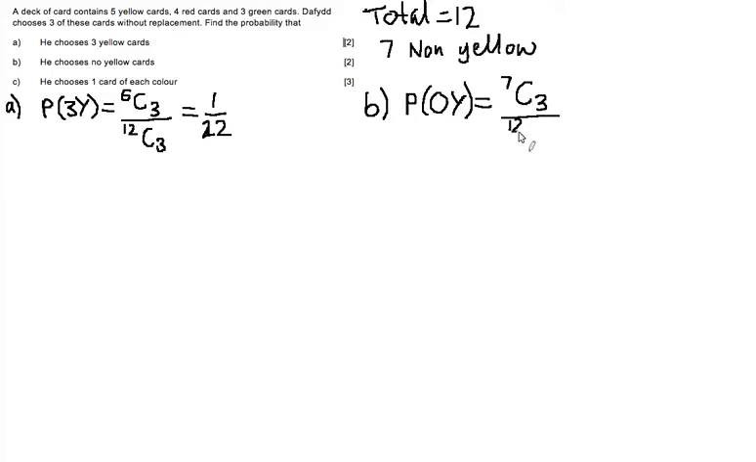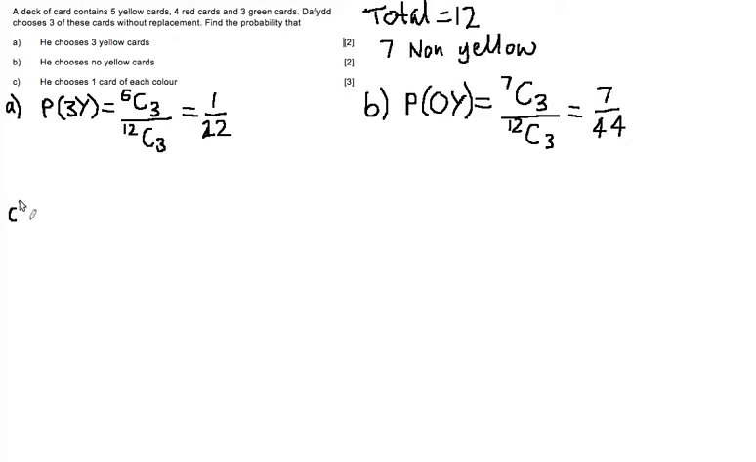This is then again, of course, over 12 cards, choose 3, which when I work through on my calculator comes out as an answer of 7 over 44. Again, notice that I'm leaving each of these as fractions. They're exact answers, there's no need to write them as decimals or round them, etc. So this is an exact answer, it's the preferable representation.